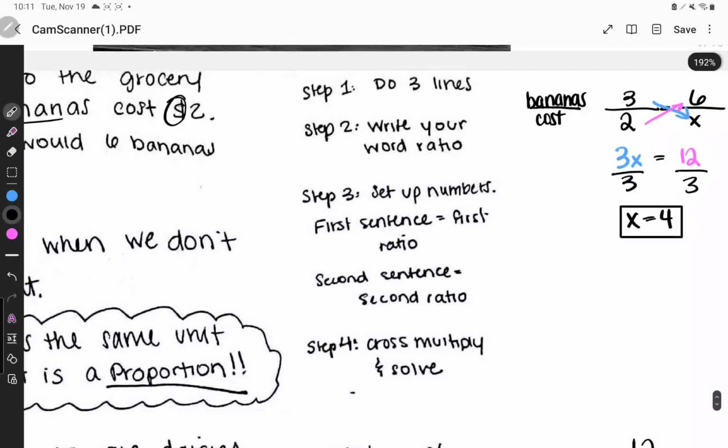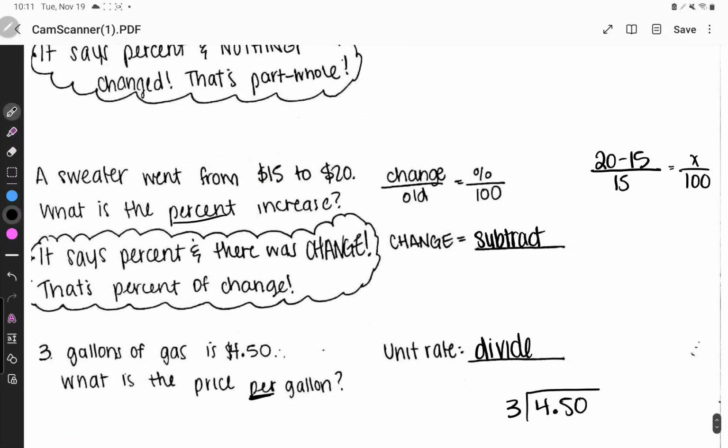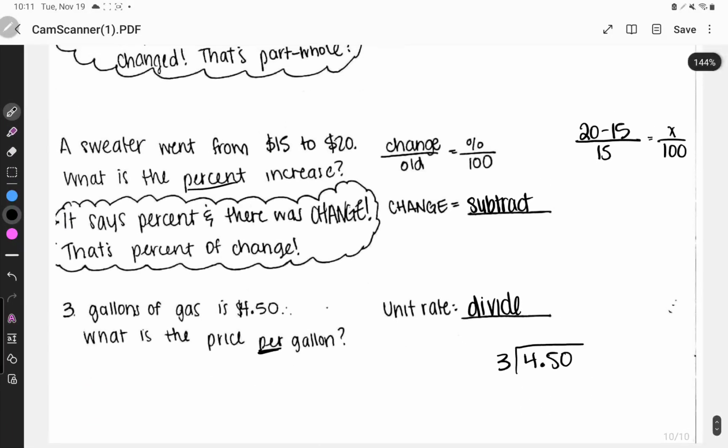So this right here is your word ratio. This right here is your part whole. This right here is your percent of change. And this right here is your division.